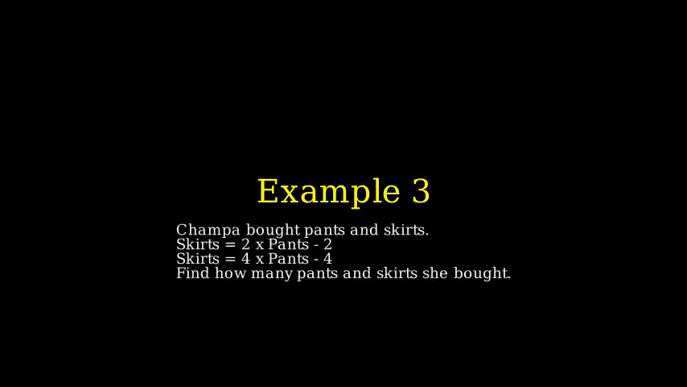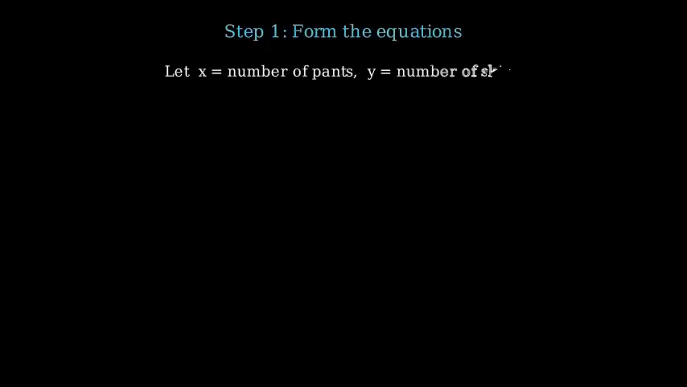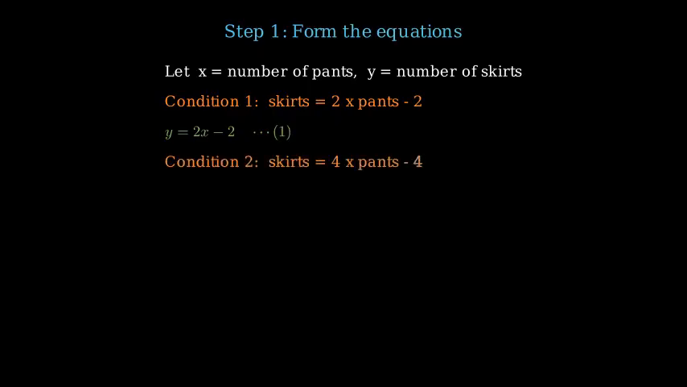Example 3. Champa bought pants and skirts. Number of skirts equals 2 times the number of pants minus 2. Also, number of skirts equals 4 times the number of pants minus 4. Find how many pants and skirts she bought. Let x be the number of pants and y be the number of skirts. Equation 1: y equals 2x minus 2. Equation 2: y equals 4x minus 4.